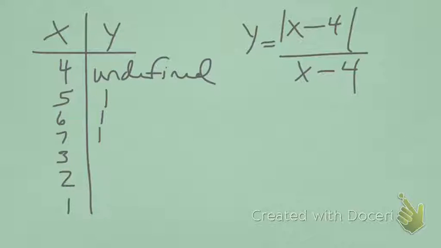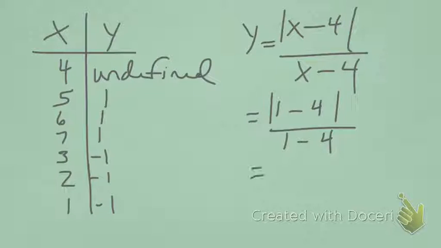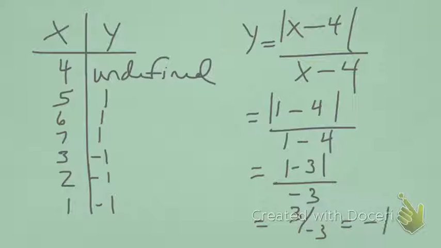If you plug a 3 into the top, that gives us the absolute value of negative 1, which is 1, but the bottom is negative 1, and that does make negative 1. It's the same thing we get as if we plug in a 2 or a 1. Just for fun, let's show it. If we plug that 1 in, 1 take away 4, absolute value over 1 minus 4. Absolute value of negative 3 divided by negative 3. That's 3 divided by negative 3. It is negative 1.